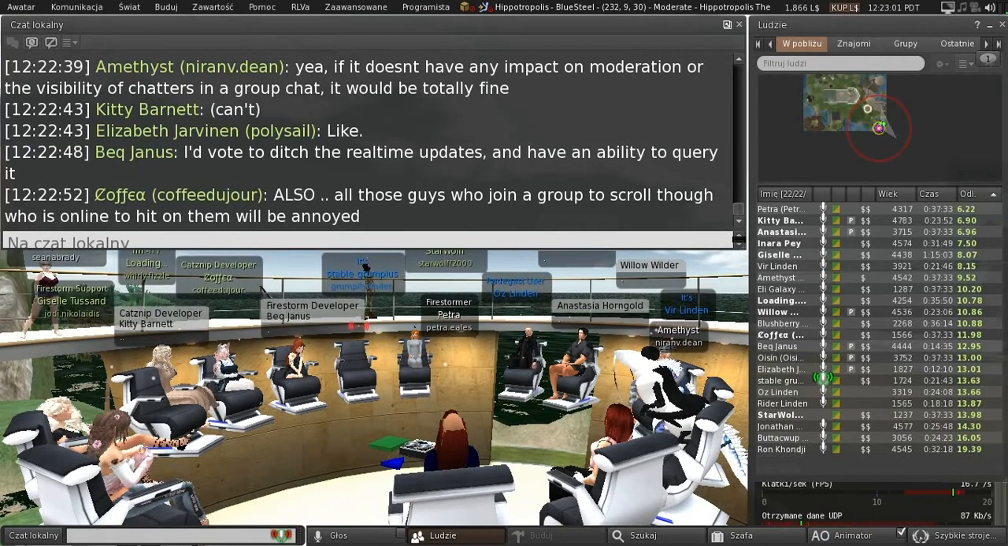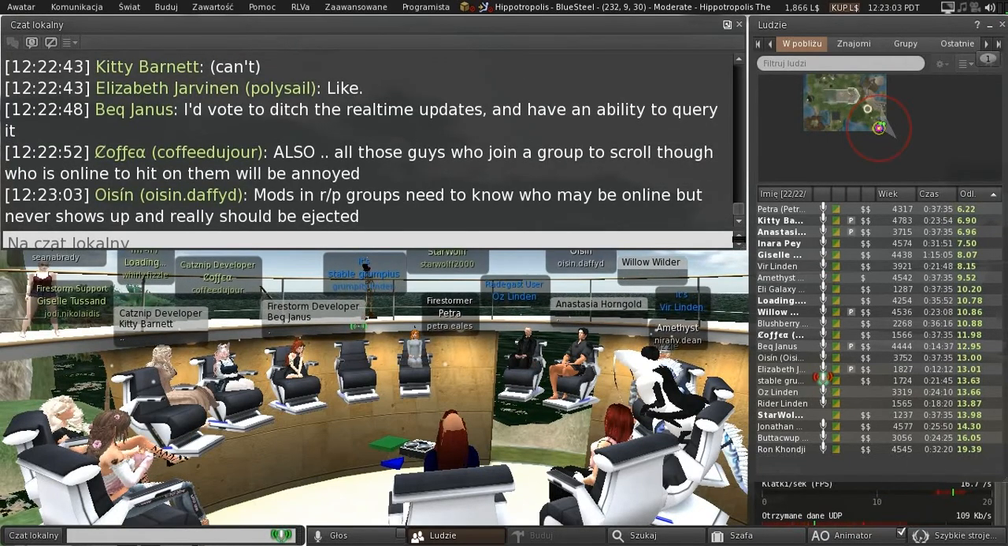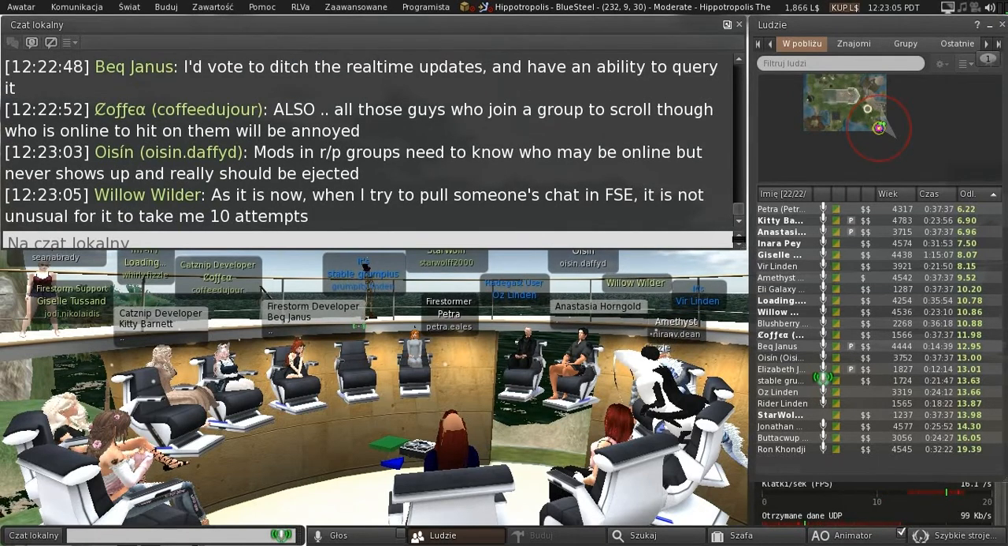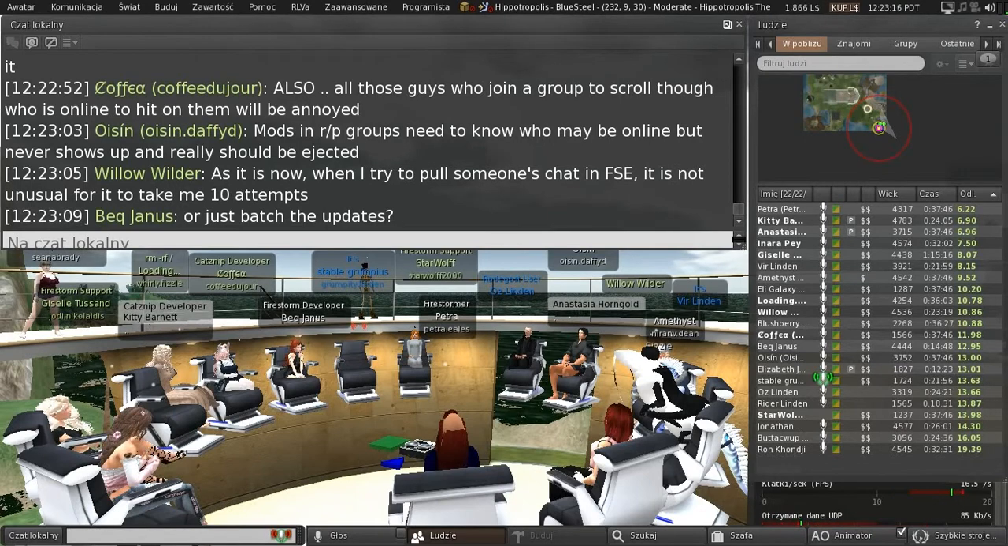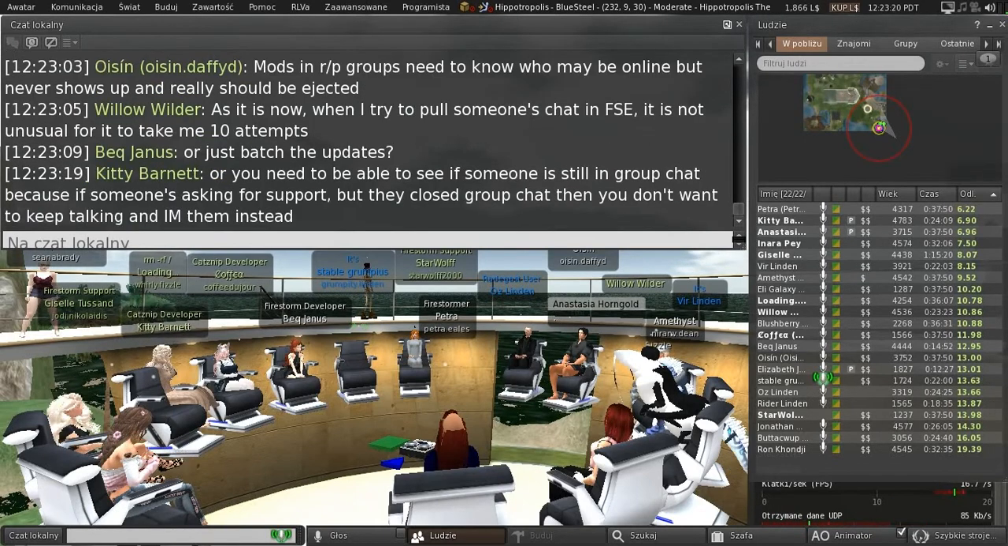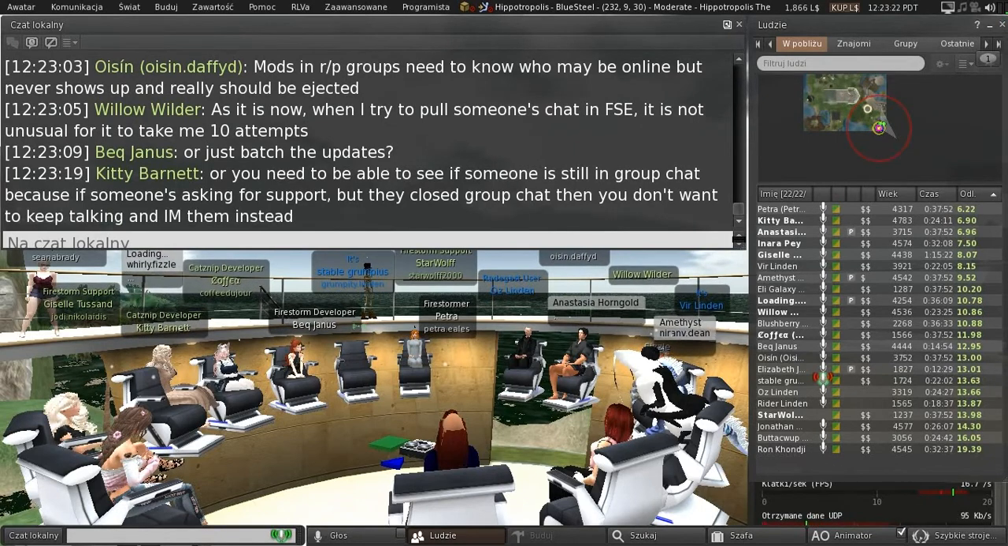Right. So let's say we find a way to keep the list of which moderators are online for everyone, and keep a list of who is online in the group for the moderators. Everybody else wouldn't see it.